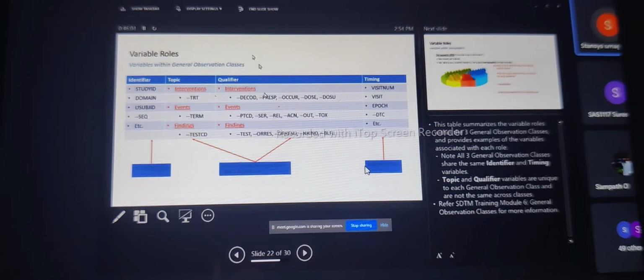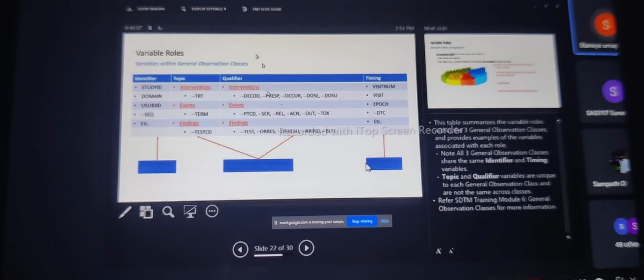Again, each and every domain will have one topic variable. So that particular thing will come under the topic variable.